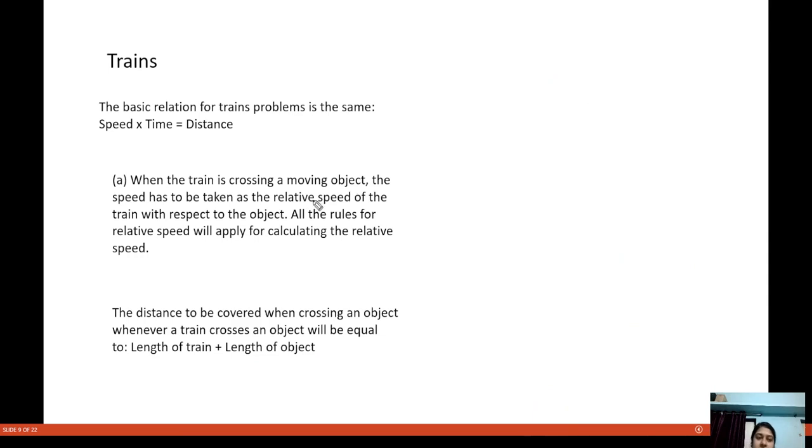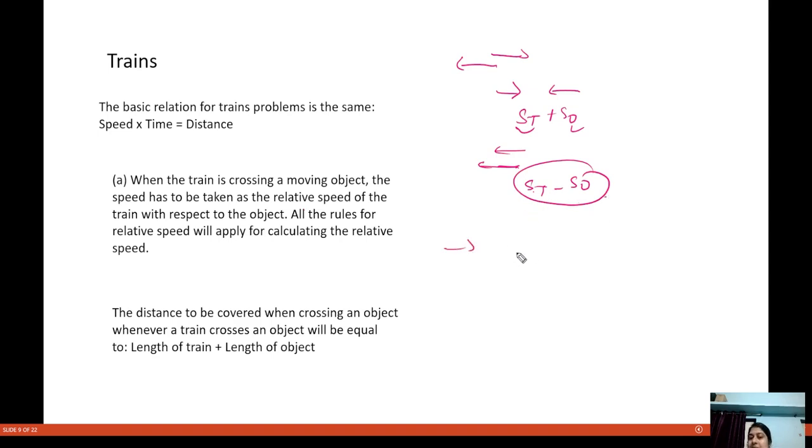What we are saying here is that if the train is crossing a moving object, we will apply the same concept of relative speed. If they are moving in opposite directions to each other, your relative speed is ST plus SO, that is the speed of the train plus the speed of the object. And if they are moving in the same direction, then your relative speed will be ST minus SO, that is the speed of the train minus the speed of the object.